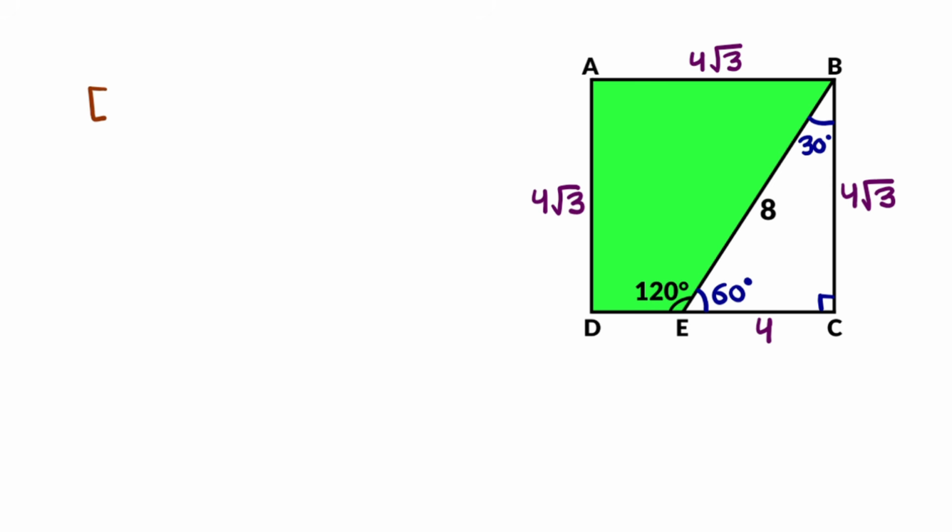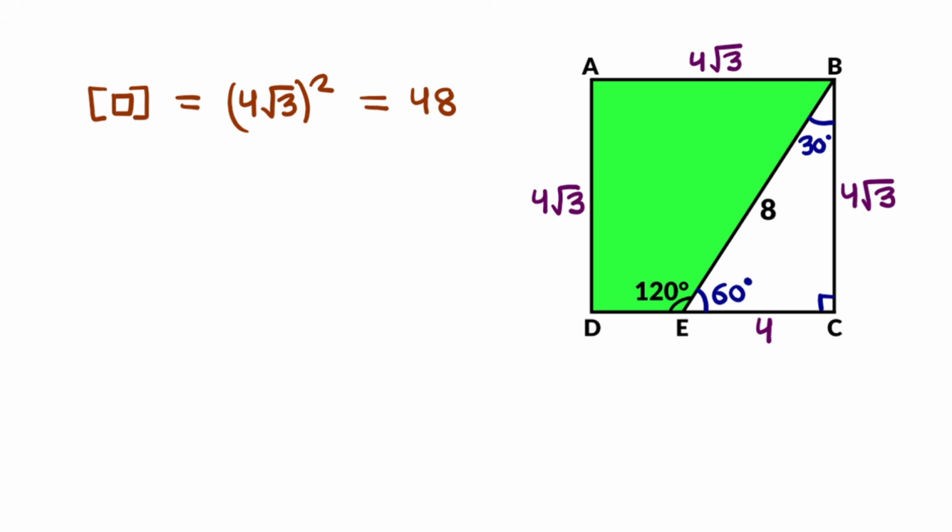That means the area of the square is the quantity 4 times the square root of 3, squared. 4 squared is 16. The square root of 3 squared is 3. So the area of the square is 48.